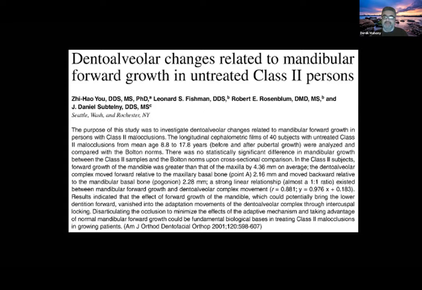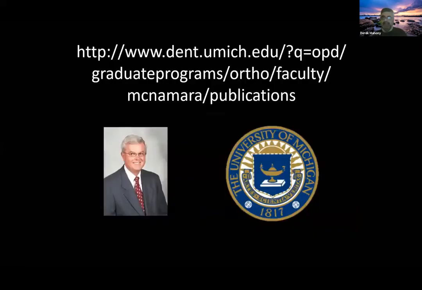They talked about disarticulating the occlusion to minimize the effects of the adaptive mechanism and take advantage of forward mandibular growth. They also showed in this paper that there was no statistically significant difference between class 1 and class 2 samples. So I think what you've got to understand from this research is that in many of our class 2s, we have a trapped class 1 mandible, right?